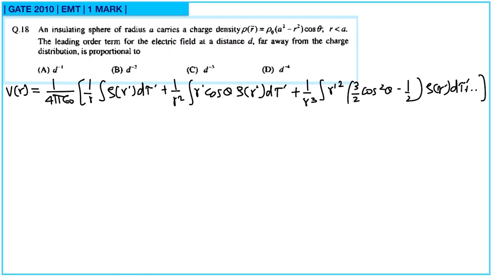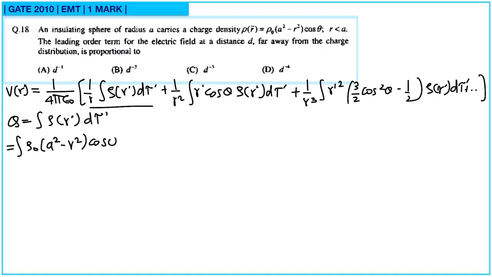So for this we have to find the leading order term. The first term is this, so we will calculate this integral first. This will give us the charge. So charge is equal to the integral over rho of r dash into d tau dash. So this is equal to integration over rho naught in bracket a square minus r square into cos theta, and d tau is r square sin theta dr d theta d phi.